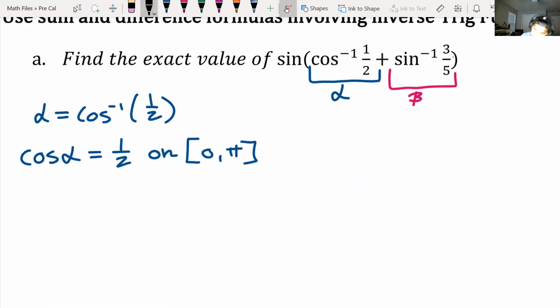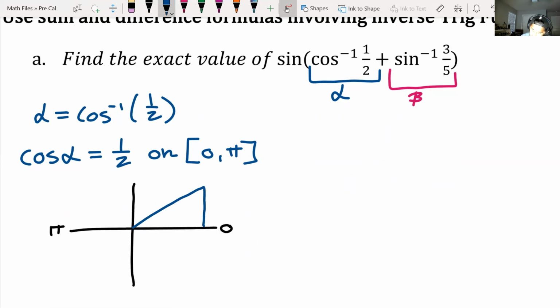Which means now we can make a unit circle from 0 to pi. And if cosine is 1/2, what quadrant are we in? 1. So here's where alpha is. And if cosine is 1/2, the base is 1, the hypotenuse is 2, and y, or the height, is going to be square root 3. There we go. We found all the information for alpha.